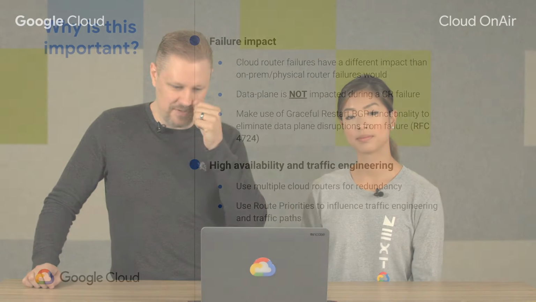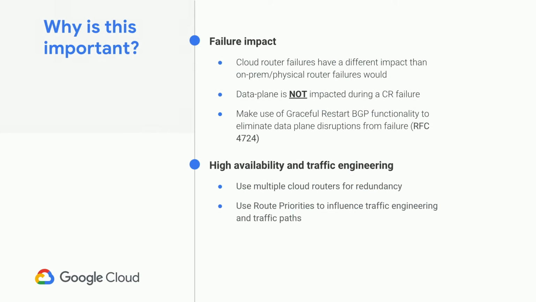So why is this stuff really important to grasp in terms of the cloud router? So I talked a little about failure impact, right? So when a cloud router fails, like I said, your data plane can still function, right? You just lost your control plane. The only thing is you can't update routes, okay? But you have to treat that a little bit differently in terms of your router that's on-prem. So what you need to enable is what we call graceful restart.